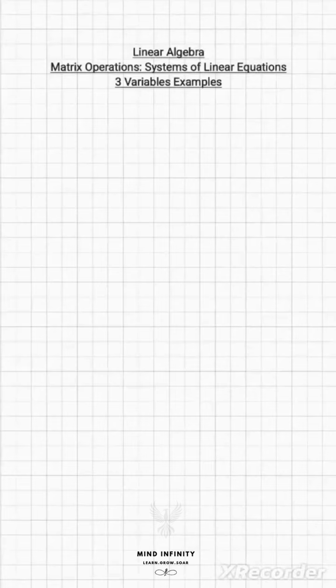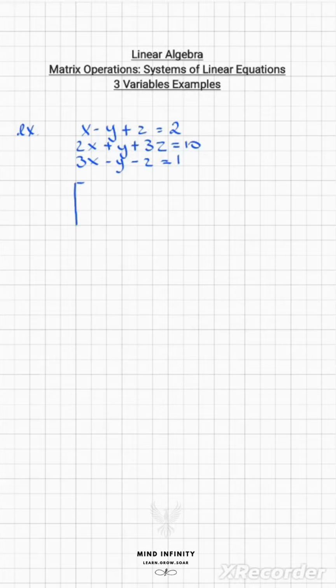Today we'll solve systems of linear equations with three variables using an augmented matrix. We have our three equations, so let's put it in a matrix. So we have 1, -1, 1, and 2. So those are your coefficients that you can see here, and this is your answer. And here you see 2, 1, 3, 10, 3, -1, -1, 1.